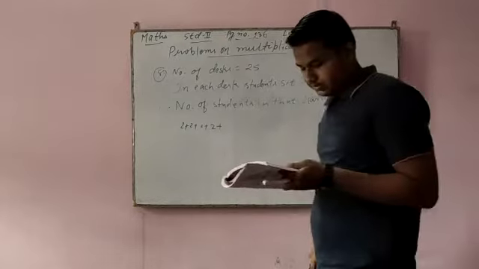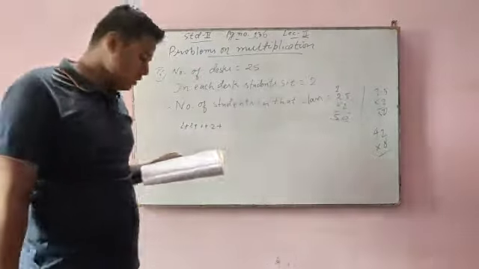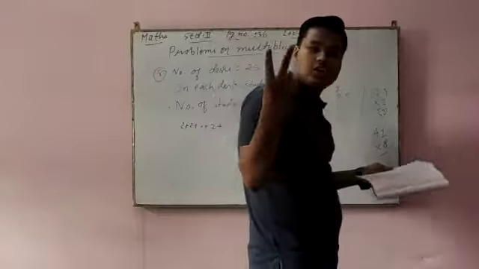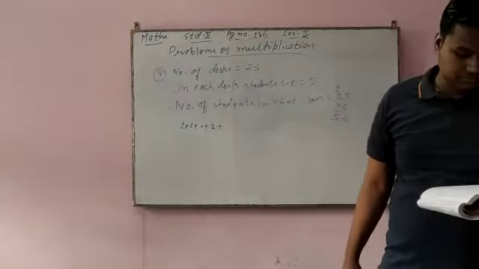13. If each family has 2 children, find the number of children in 29 such families. One family, 2 children, then 29 families, 29 into 2.